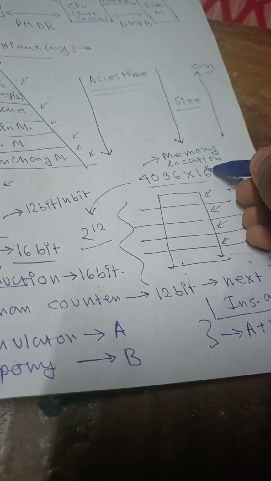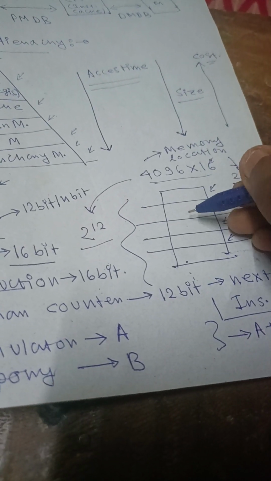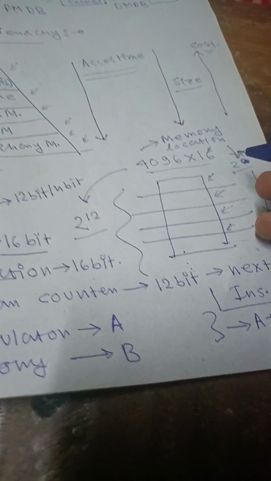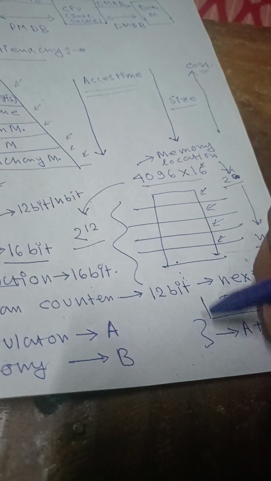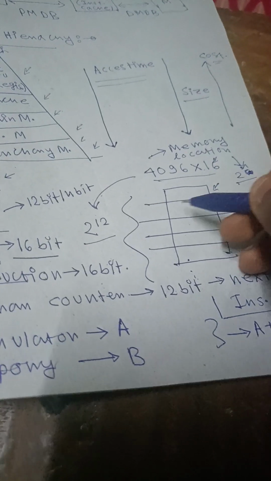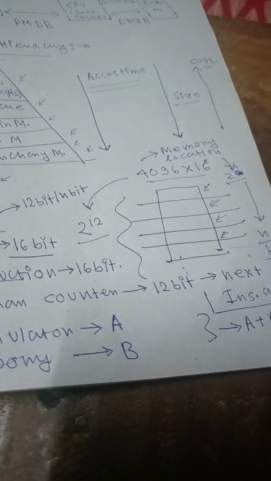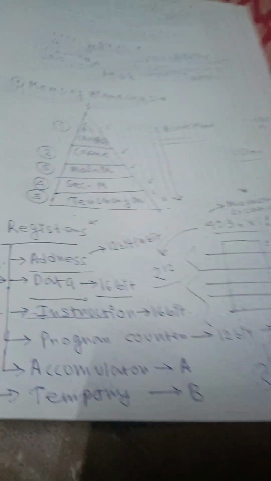So 16 represents how much data we can store in every location. Like there are 12 bits, and in every location we can store 16 bits of data. So I hope it is clear.